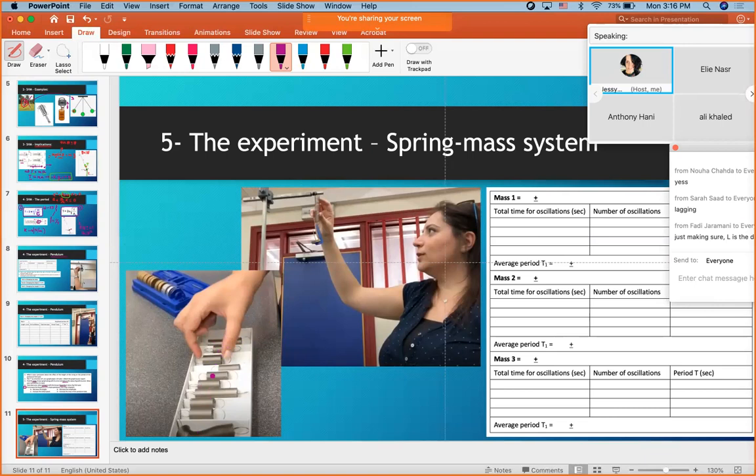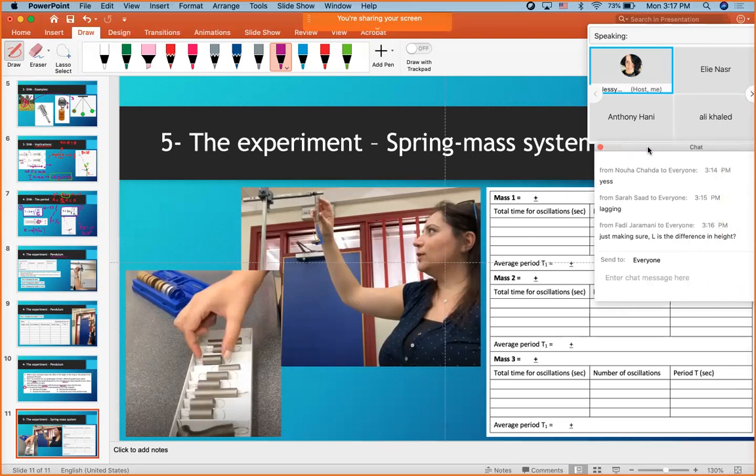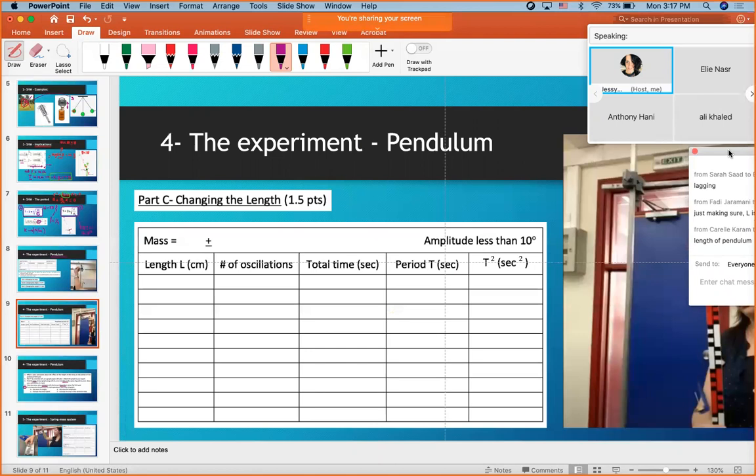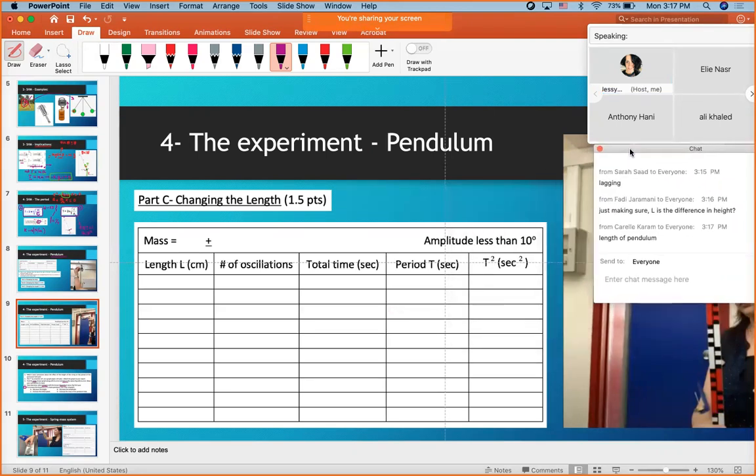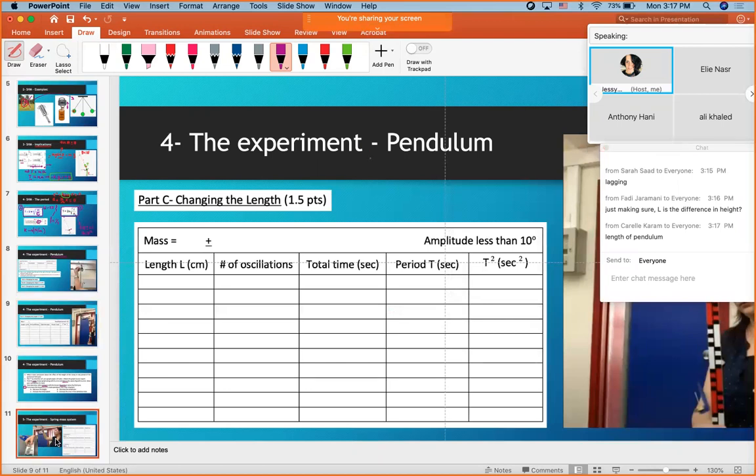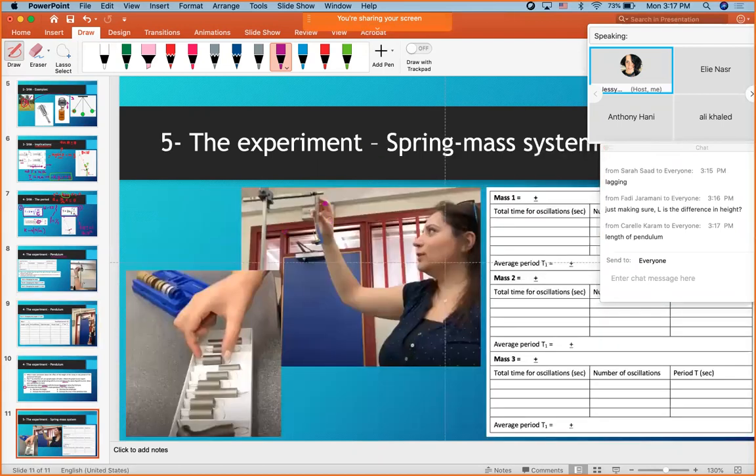We're gonna pick one randomly. Each spring has a different K, by the way. In this case, L is the difference in height. We've been doing the pendulum, and L for the pendulum is the length of the wire up to the center of gravity of your pendulum bob. For the spring mass system, we're not gonna take the length.